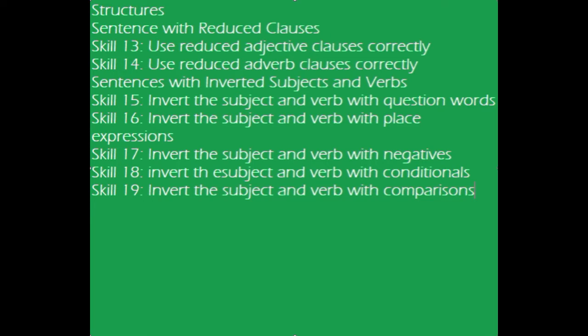When you have an indirect question, you will see why I'm telling you this. Invert the subject and verb with place. Then also invert the subject and verb with negatives. Invert those others. I have a typo here. Yes, I'm gonna correct it. There's a typo.